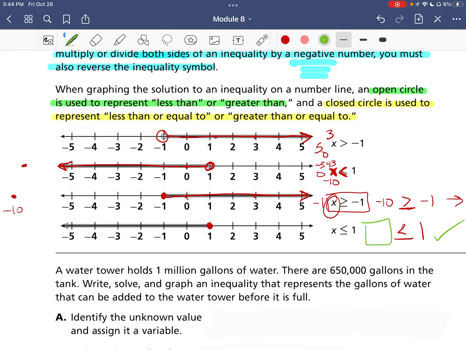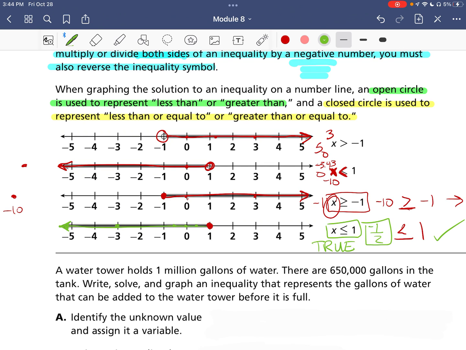We could do 0. We could do -3. -3 is less than 1. You could even do 1/2 right here, or -1/2 right here. And those will all be values of x that make this true.